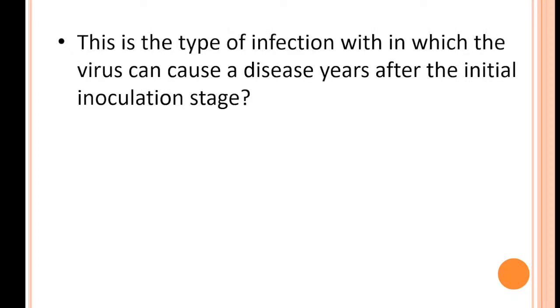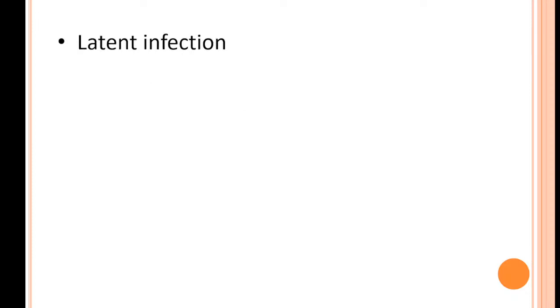A chronic infection is different because the disease process takes such a long time, it takes years after the initial inoculation stage. And what is an example of a chronic or a slow infection? Let's talk about latent infection first. What viruses can cause latent infections? A cell goes into the sleeping stage, and then after some time it becomes reactivated.